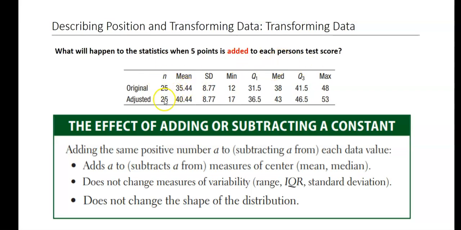If you want to see the adjusted, you can see that the mean has gone up by 5. The median's gone up by 5. Q3 has gone up by 5. Q1 has gone up by 5, but the IQR did not change, right? Q3 minus Q1 is the same. Max minus min is the same. So the measures of variability or spread did not change. Standard deviation did not change.